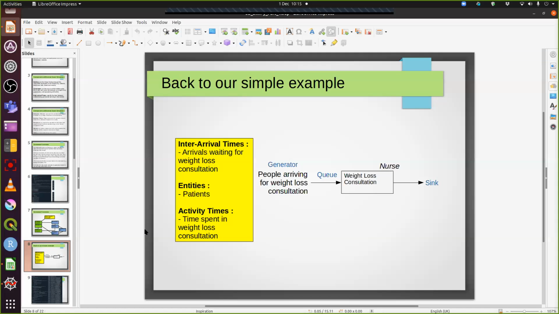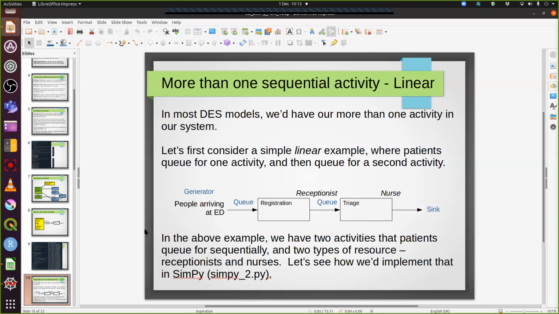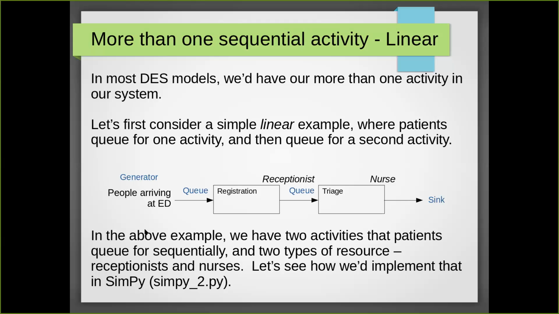Let's now have a look. That's just a very simple SimPy model. But in most discrete event simulation models, we'd have more than one activity in our system. So let's first consider a linear example where patients come in, they queue for one activity, and then when they're finished with that activity, they queue for a second activity before they then leave.